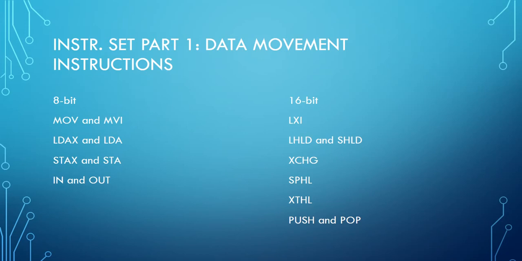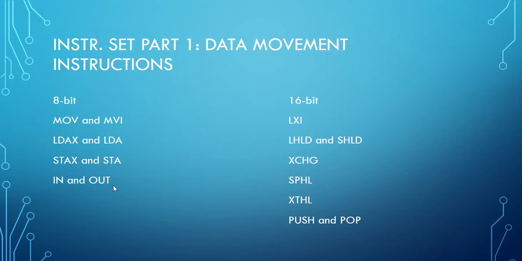So if you wanted to move the value referenced by H and L into the accumulator, you would use MOV, not these. MOV A, comma, M. And now it moves that into the accumulator.